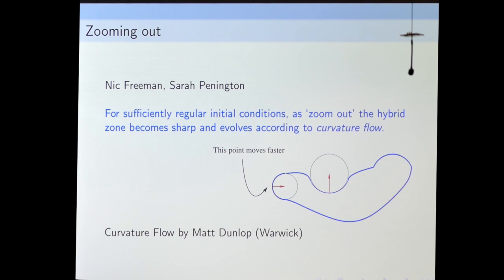So let's understand what happens as we zoom out. As we zoom out, the hybrid zone becomes sharp. That's sort of clear because it was only 20 kilometers wide in the first place. But how does it move? It evolves according to something called curvature flow. To understand curvature flow, here's a putative hybrid zone. Roughly speaking, for the curvature at this point, you take the biggest circle that you can that just fits here, doesn't cross over. And the curvature is 1 over the radius of that circle. And here the circle's on the other side and the curvature is 1 over the radius of this circle, so the curvature here is less than the curvature there, and it also has the opposite sign. Curvature flow will push this point inwards and this point outwards.